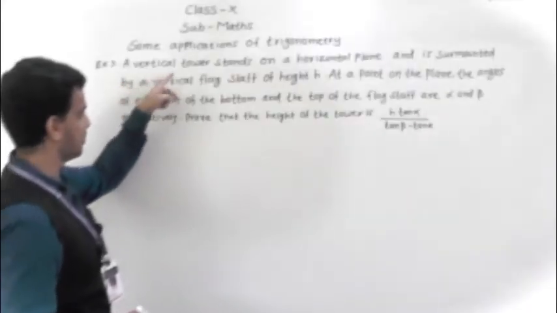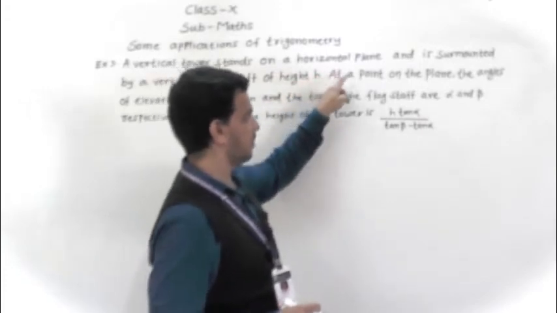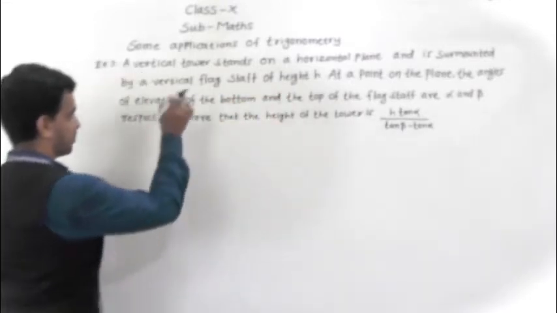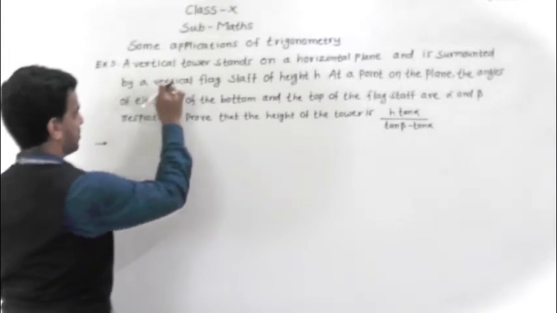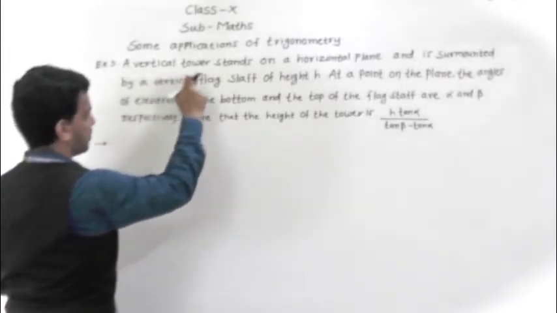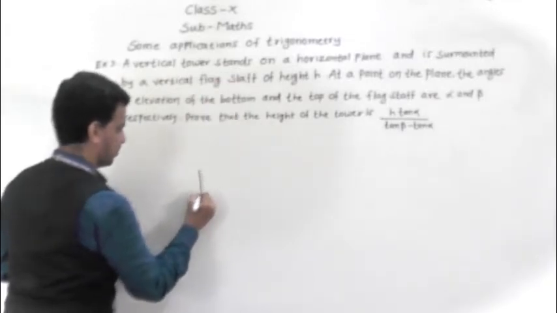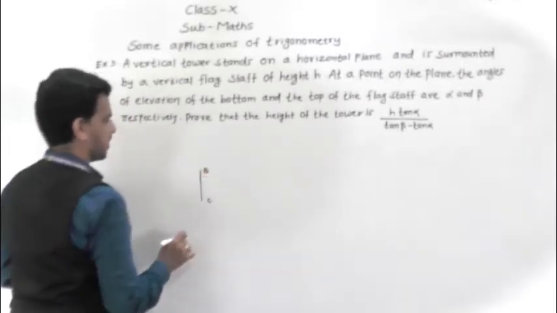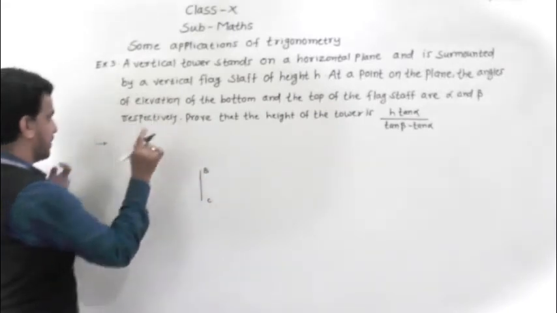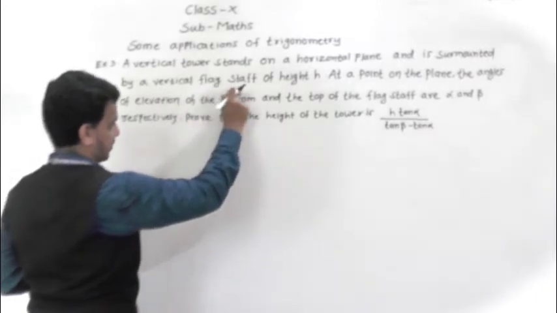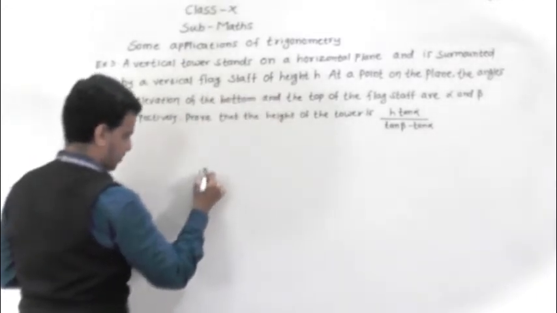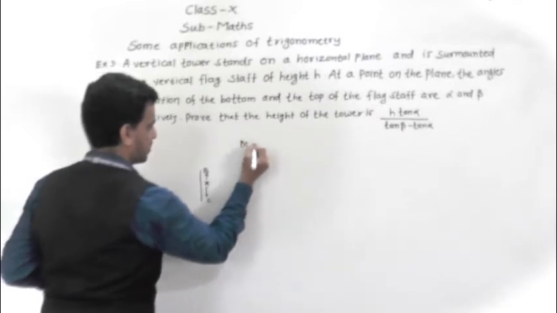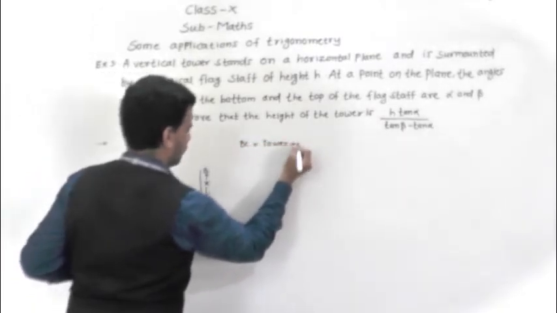Example: a vertical tower stands on a horizontal plane and it is surmounted by a vertical flagstaff of height H. First we draw the figure using this statement. What is given? A vertical tower stands on a horizontal plane. So BC is a vertical tower, standing on a horizontal plane and surmounted by a vertical flagstaff of height H. Suppose this is X. So here I am writing BC, the tower, of height X.